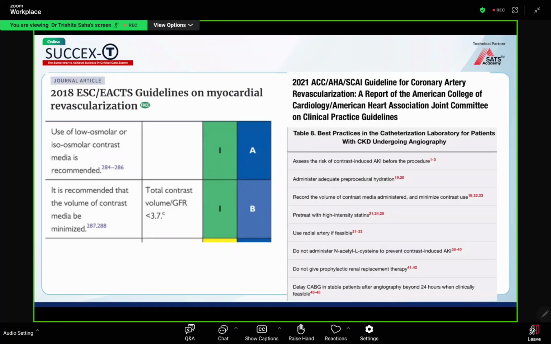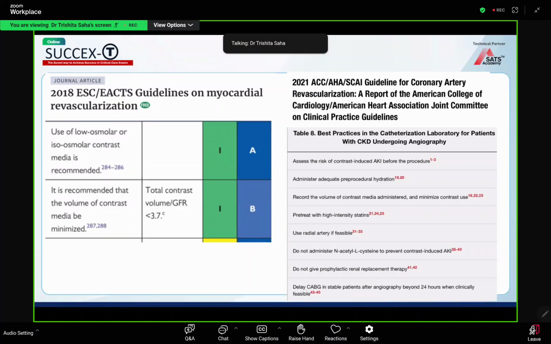This is the 2018 guidelines on myocardial revascularization. It was given there should be use of low osmolar or isoosmolar contrast media, and the volume of contrast media should be minimized. The total contrast volume by GFR should be less than 3.7.